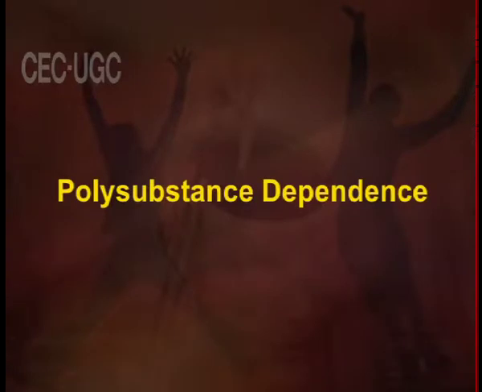Now comes the polysubstance dependence. Poly means many. This condition refers to a disorder wherein the individual uses a minimum of three different classes of substances indiscriminately. When three different types of substances are used within a span of 12 months, the person is diagnosed to have polysubstance dependence. For instance, the person may be using sedatives, he may be using cocaine, he may be using hallucinogens, but no single drug predominates.